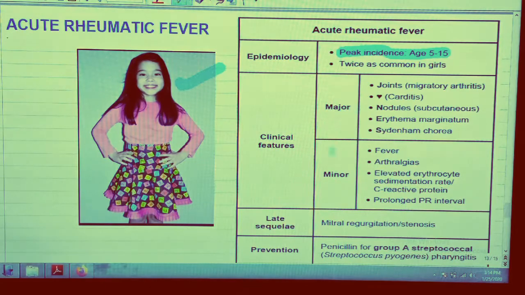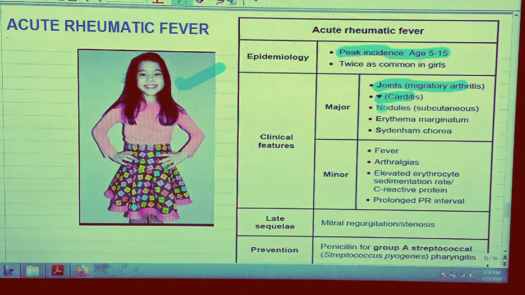Clinical features: major and minor criteria. The major criteria follow the Jones criteria, JONES. Joints: migratory arthritis. O for heart: carditis. Nodules in the subcutaneous tissue and skin, erythema marginatum, and Sydenham chorea.